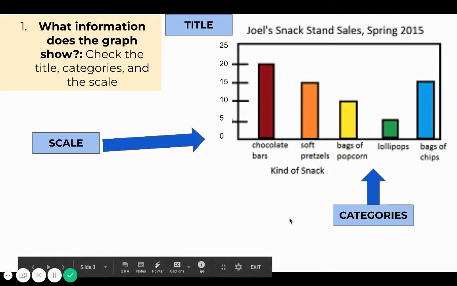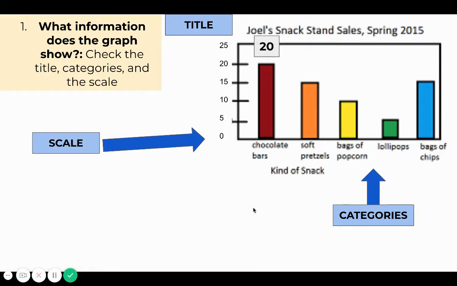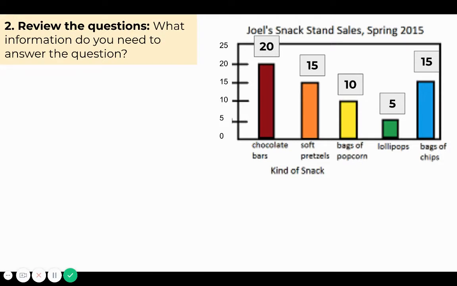Let's go ahead and mark up the graph. For chocolate bars, I can see that the bar goes all the way up to the 20, so 20 chocolate bars were sold. There were 15 soft pretzels sold, 10 bags of popcorn, 5 lollipops, and 15 bags of chips sold. Now we'll answer some questions about this graph. Remember, as we answer our questions, we want to think, what information do we need to answer the question?